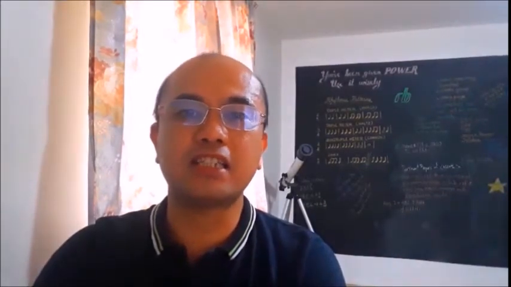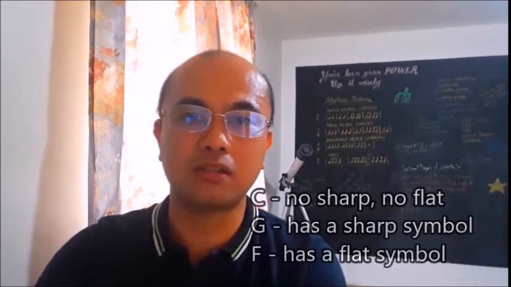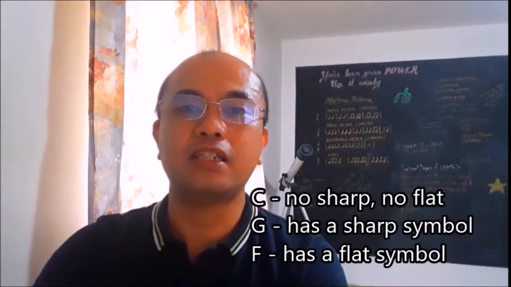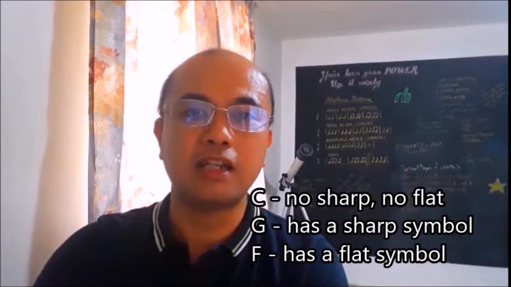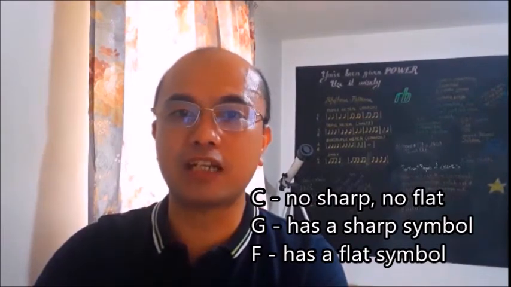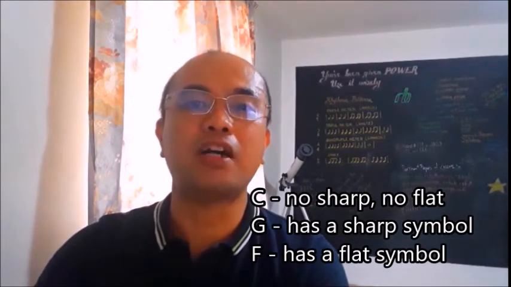So to sum it up, to know whether a major scale is in the key of C, the G clef must not have any sharp or any flat symbol. While in G major scale, you will see one sharp symbol, and in F major scale, you will see one flat symbol.